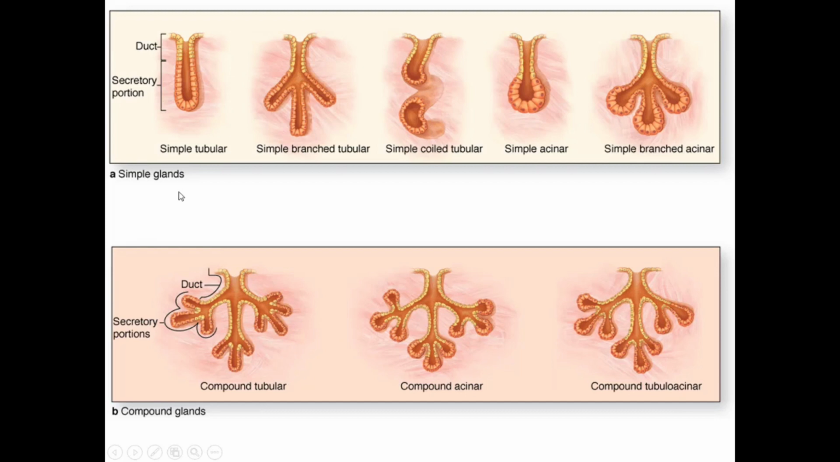Another classification for the gland, as I explained, is according to the structure of the duct. You can see in this gland we have just one duct. When we have an unbranched duct, we call it a simple gland. And when we have a branched duct, we call it a compound gland. Because of that, we have simple tubular, simple branched tubular, simple coiled tubular, and simple acinar, and so on. And here you see compound tubular, compound acinar, and compound tubulo-acinar.